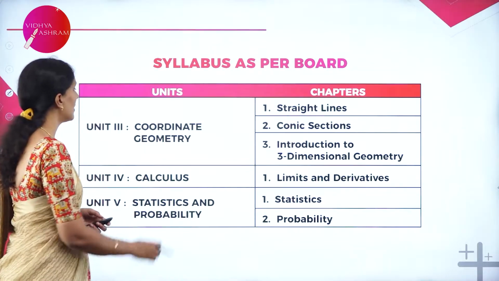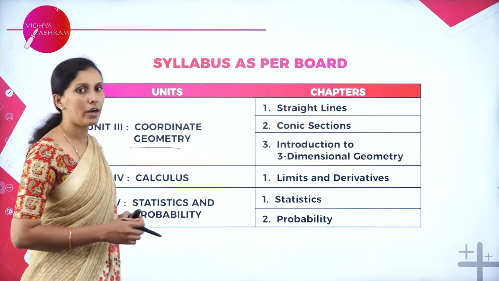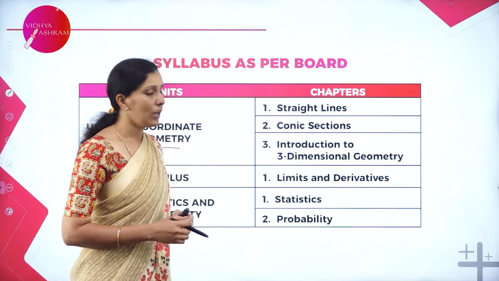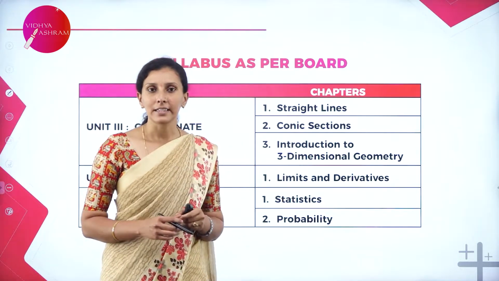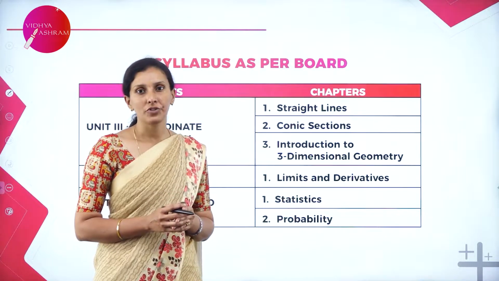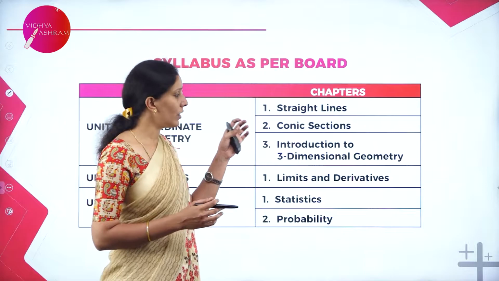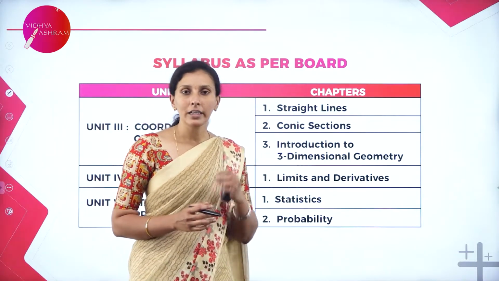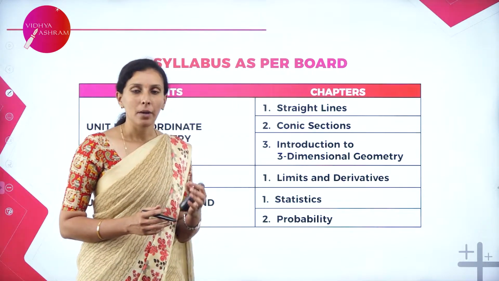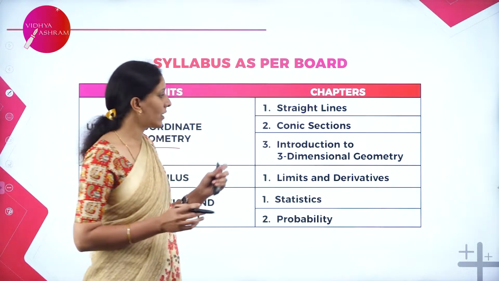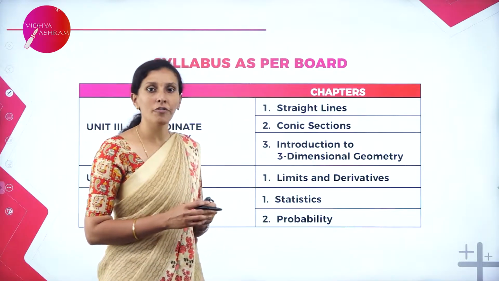The next thing is the coordinate geometry. So in coordinate geometry, here you are learning straight lines, that is the formation of a straight line or the characteristics of a straight line. Conic sections, under conic sections you are learning a circle, ellipse, parabola and hyperbola, that is the curves formed by the sections of a cone.